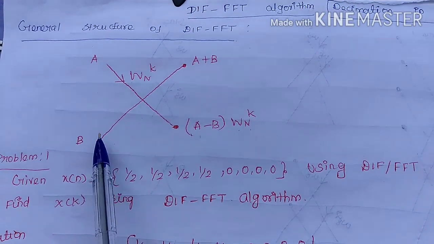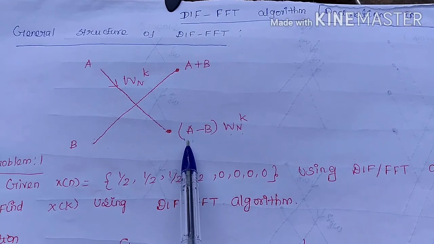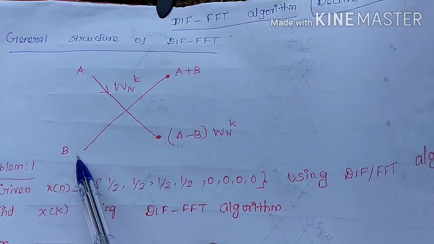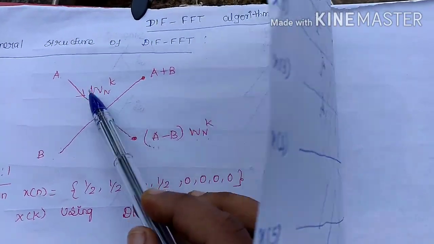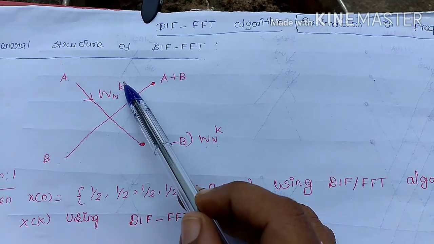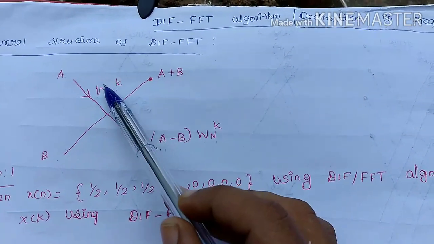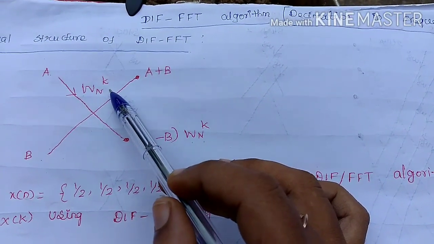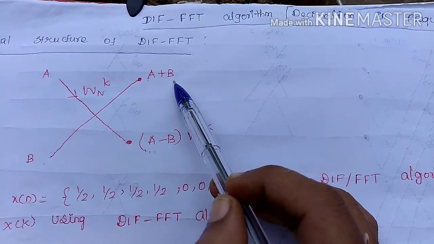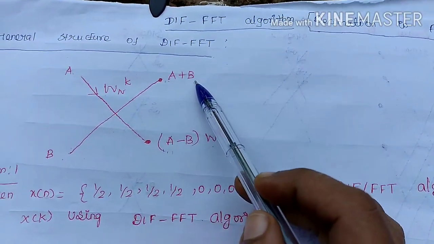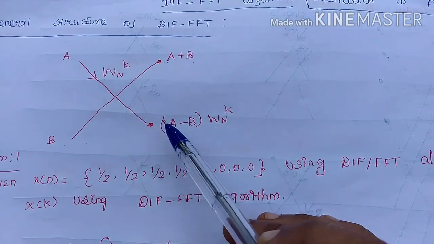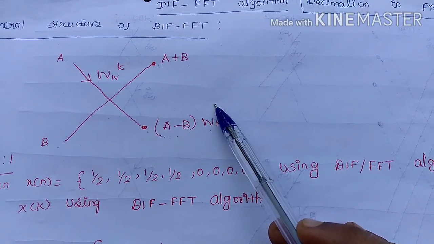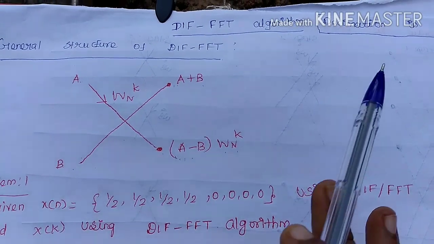This is the diagram of the general structure of the DIF FFT problem. It contains A as one input and B as another input. This one is an external input, which is W_N^k, also called the twiddle factor. We use these three inputs to calculate the outputs. For the top output we use just the A plus B formula, where A is one input and B is the other input. For the bottom output we use A minus B multiplied by the twiddle factor value, for the corresponding twiddle factor value in our problem. So this is the basic structural diagram.